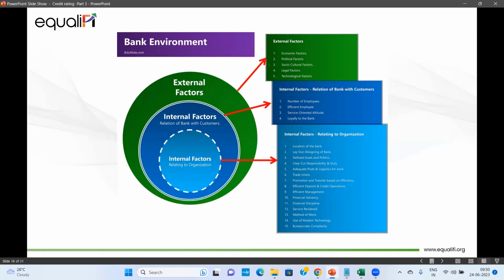Among the external factors are socio-economic, socio-cultural factors, political, economic factors, legal factors. Then when it comes to the customers, whether the customers are loyal to the bank or not, whether the employees are loyal to the bank, whether the employees have a service-oriented attitude or not, how many employees are there. So you can see three zones. One is internal factors, second is the relation of the bank with the customers, and the external factors.